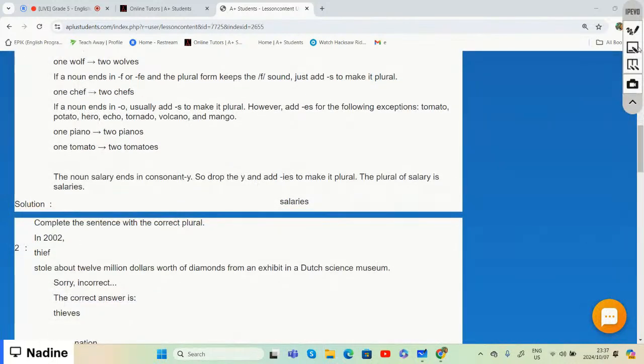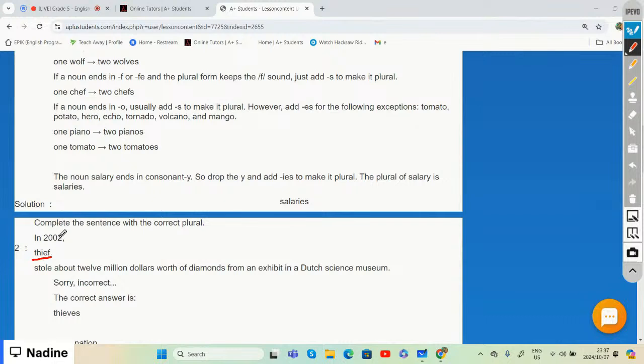All right, let's look at the next one. It says, in 2002, thief stole about $12 million worth of diamonds from an exhibition in a Dutch science museum. Thief. If we were to say the plural of that word is thieves, how are we going to write the plural form of that word? Thief, thieves. Remember, we said that we drop the F and we add VES. How are we going to write that? One thief, more than one thieves. How are we going to write that?